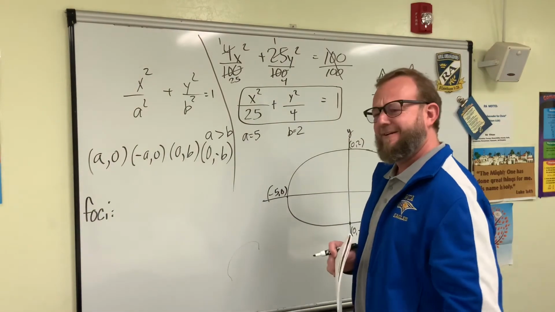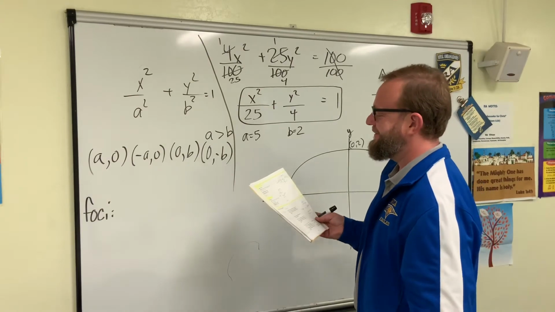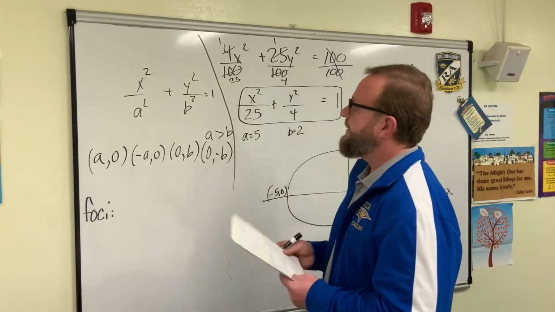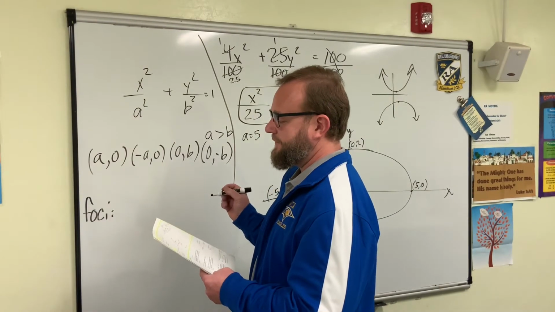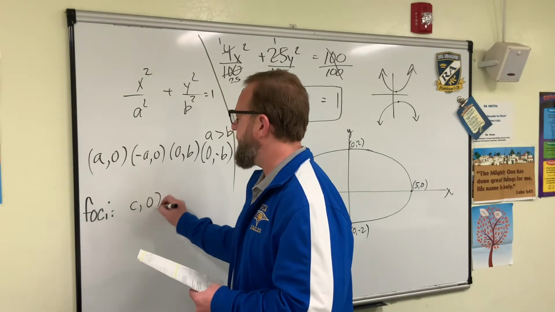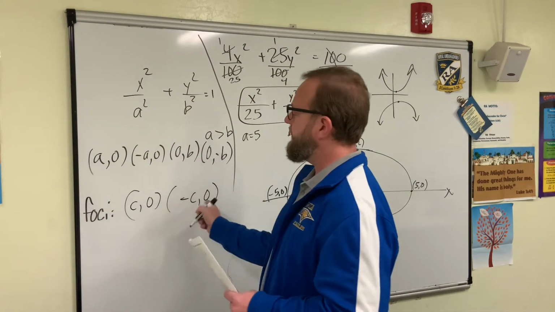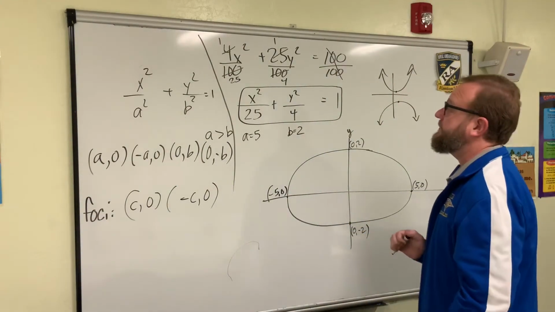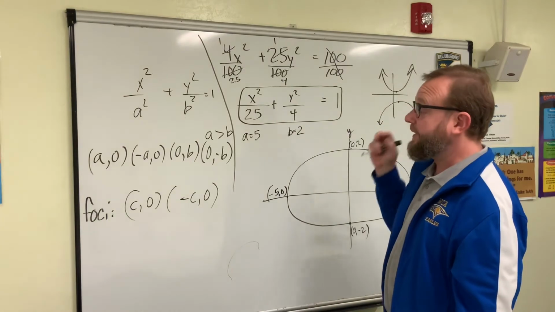And that's how you find your C. That's how you give approximate answers for radicals. All right, so the points we're looking for are C, comma zero, and then of course negative C, comma zero. Now we've got a positive and negative value in each case, because everything is squared.